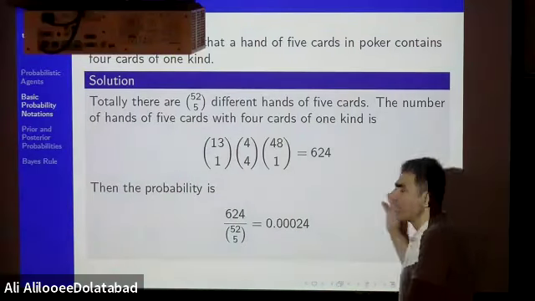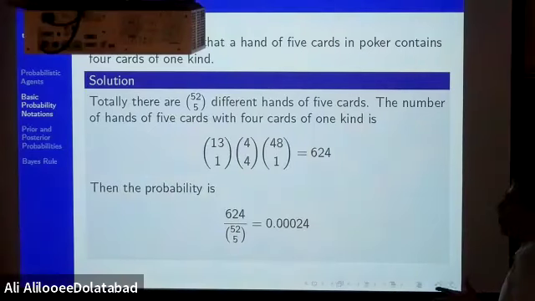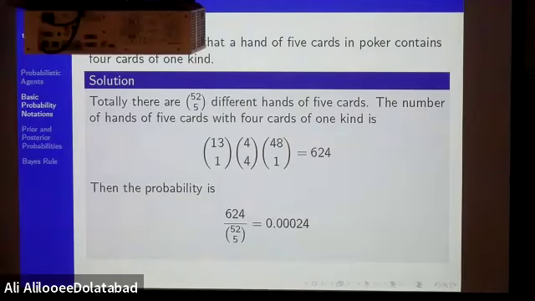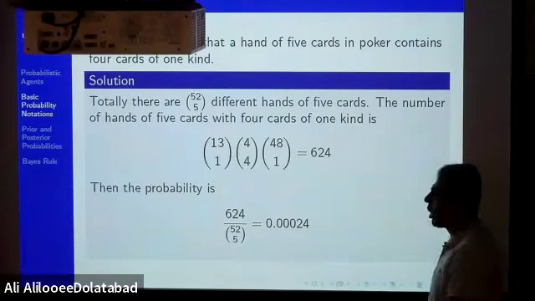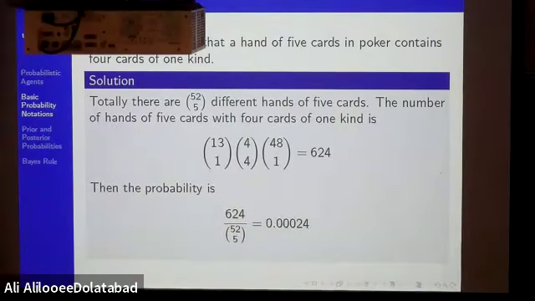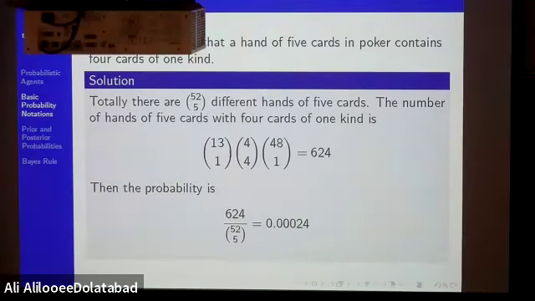As we explained in the previous slide, when you want to evaluate the number of cases that 5 cards can be chosen out of 52, the combination formula can be used. And the number of cases that 5 cards can be chosen out of 52 cards can be evaluated by using this formula. Okay, that's the total number of cases that we may have. More precisely, that's the number of elements belonging to the sample space.